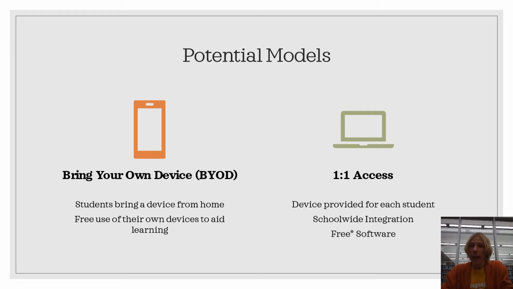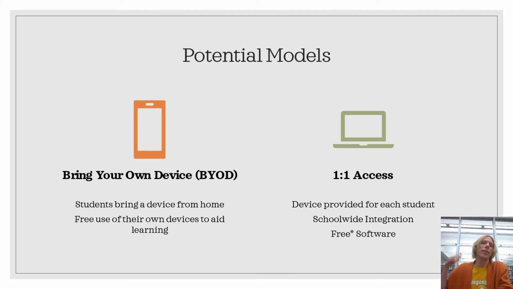The next one is one-to-one access, which is usually a laptop, and it's provided for each student where they have school-wide integration of this. Every teacher expects it, and they have free asterisk software because it is free to the student, not to the school. But at Intech, the school that I am at right now, the students have Adobe software. They don't have to pirate it. They have the Office suite with Word and PowerPoint and everything. And they also have really fancy engineering programs because it's that type of school.